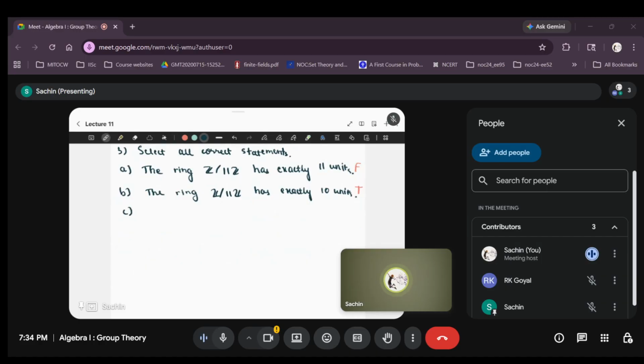Then parts C and D pertain to Z of I. Let Z of I be the ring of Gaussian integers, A plus IB, where A and B are integers. C says the element 1 plus 2i is a unit. And D says I is a unit in Z of I. Are they both true or both false? What do you think?